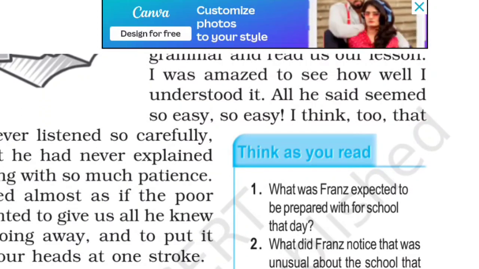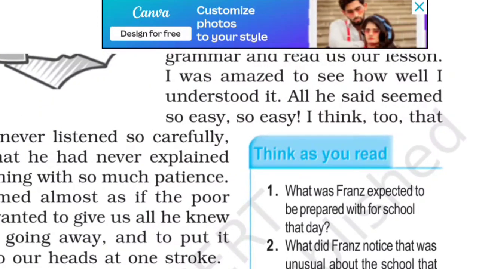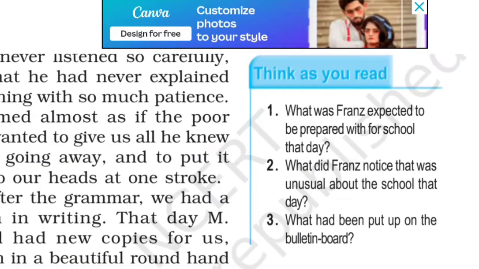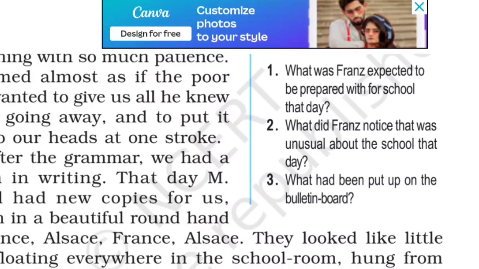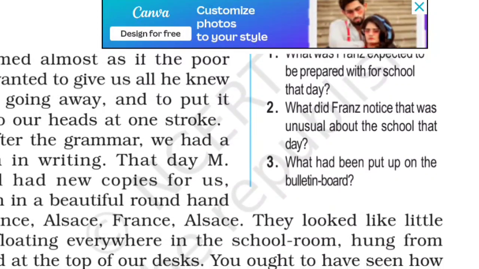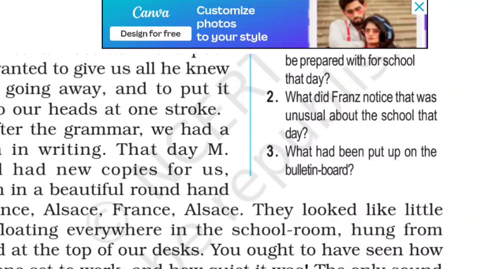I was amazed to see how well I understood it. All he said seemed so easy. So easy, I think too, that I had never listened so carefully, and that he had never explained everything with so much patience. It seemed almost as if the poor man wanted to give us all he knew before going away, and to put it all into our heads at one stroke.